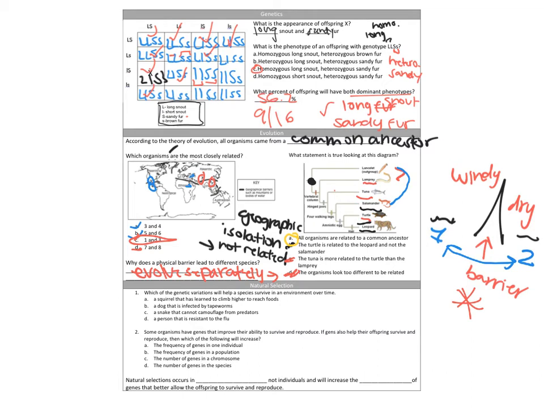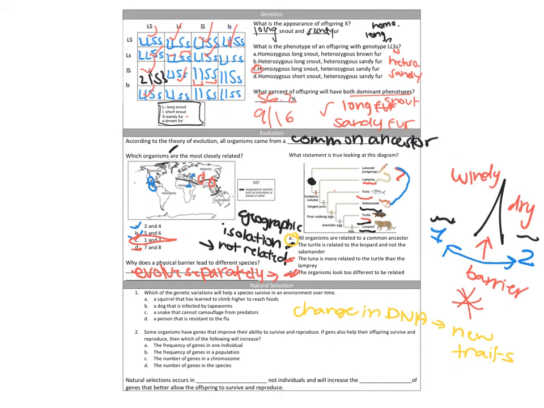Which of the genetic variations, now remember genetic variations is change in DNA. How do I get changes in DNA? Through mutations. Every time I have a change in DNA, that is leading to new traits. So which of these new traits basically will help a species survive in an environment over time? So a squirrel that has learned to climb higher to reach foods, that sounds good. It's going to help that squirrel survive.